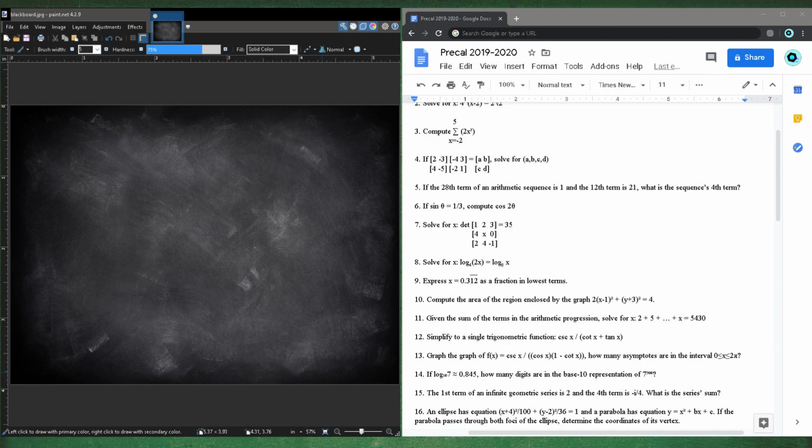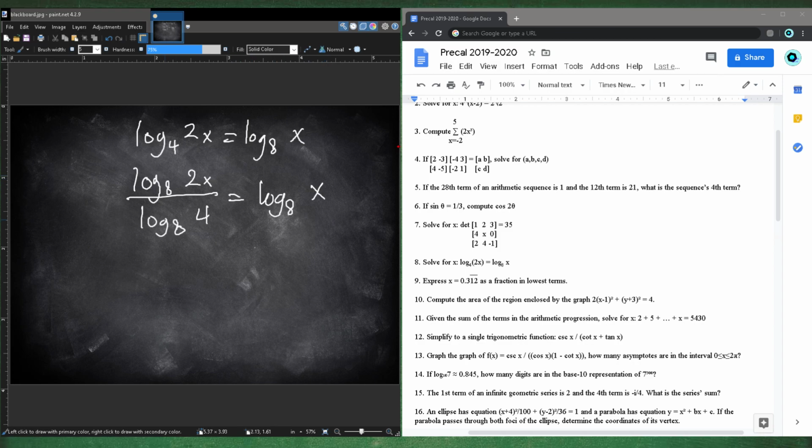Number 8, log base 4 of 2x is equal to log base 8 of x. So we've got to change this to log base 8, right? So using change of base, it's log base a of 2x divided by log base a of 4, and a could be anything. So I'm going to set a equal to 8. So log 8 of 2x divided by log 8 of 4 is equal to log 8 of x.